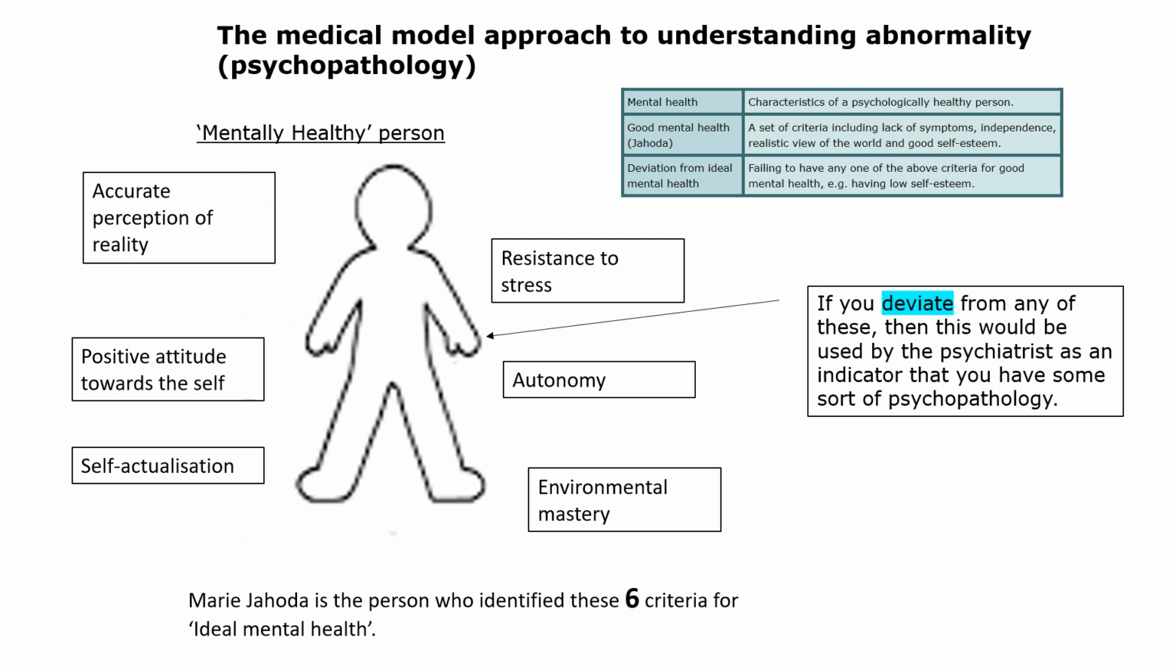But if I were to be having hallucinations, seeing things that weren't actually there, hearing voices, or being really paranoid and believing that somebody wants to kill me or I'm being spied on, then I haven't got an accurate perception of reality. So I deviate from it. A positive attitude towards yourself, so a good positive self-esteem. I'm going to come back to the self-actualization idea.